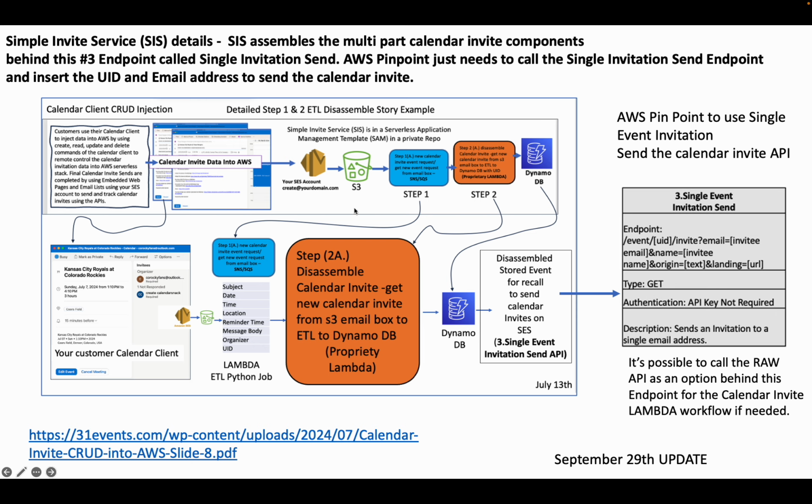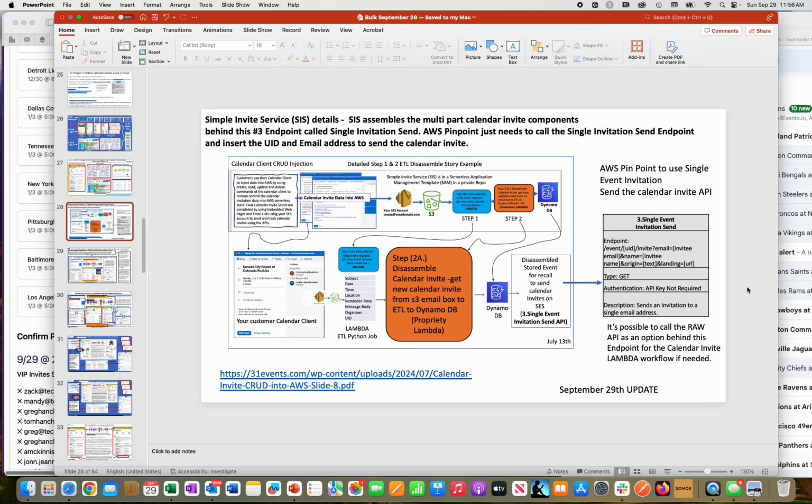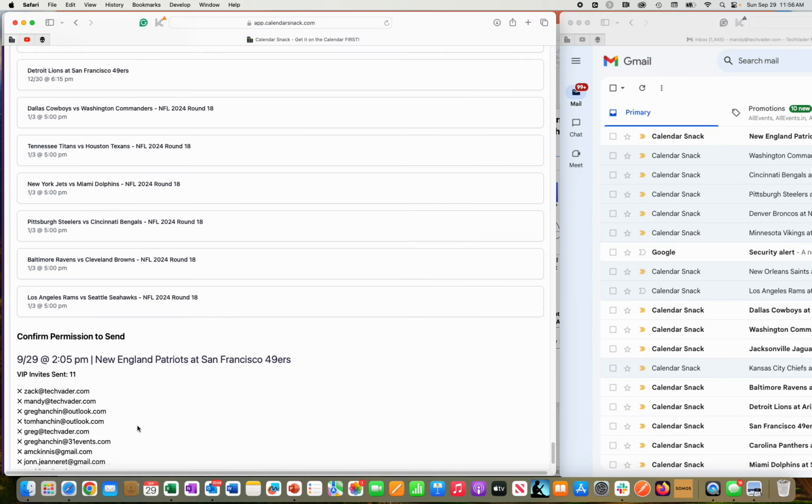So the calendar invites are stored in DynamoDB, and on a per demand basis, what I've done now is summon that particular calendar invite via this Lambda job, and I've asked for that to be sent out using the single event invitation send API which we've built. So it just kind of buys you a little time. I needed that because the calendar invite itself needs to process.